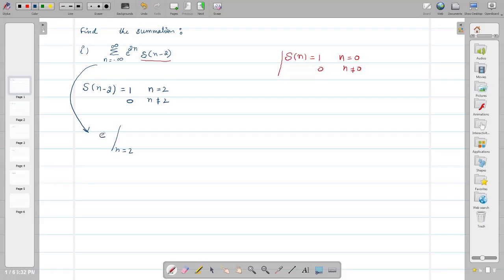It means we have e raised to the power 2n, and after putting n equal to 2, we have e raised to the power 2 into 2, which is equal to e raised to the power 4. So this is the solution of this summation.